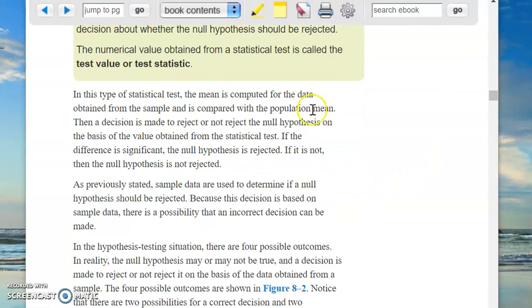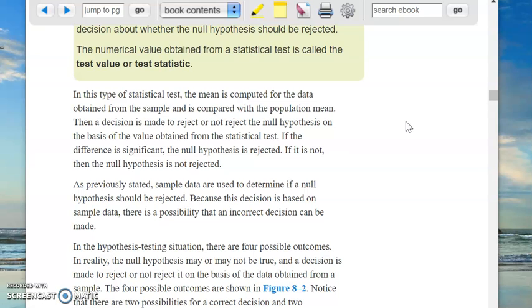Okay, so that's what he's talking about here. The mean is computed for the data, and then you compare it to the population mean. So you have a sample that you compare to the population. Then a decision is made to reject or not reject the null hypothesis. And that's based on the value obtained from the statistical test. If it's significantly different, then you reject the null hypothesis. If it's not, then the null hypothesis is not rejected.